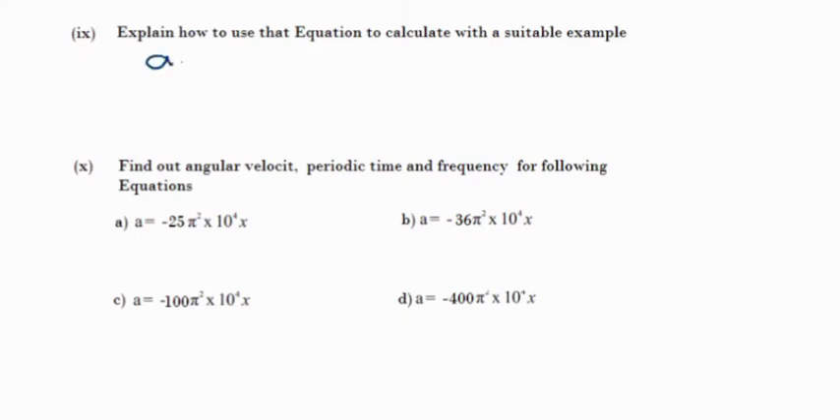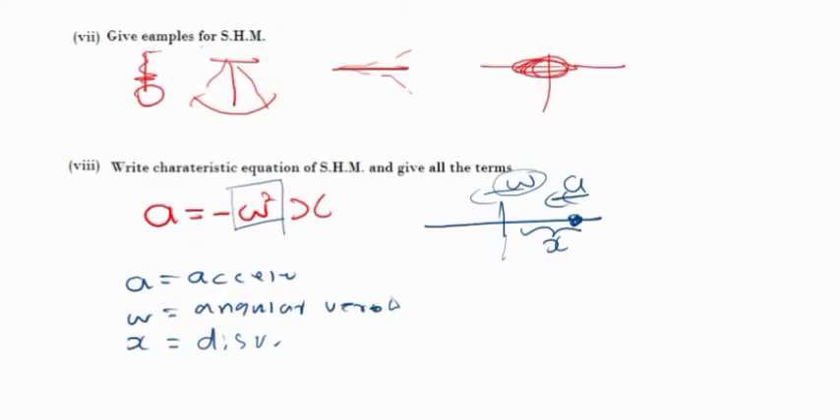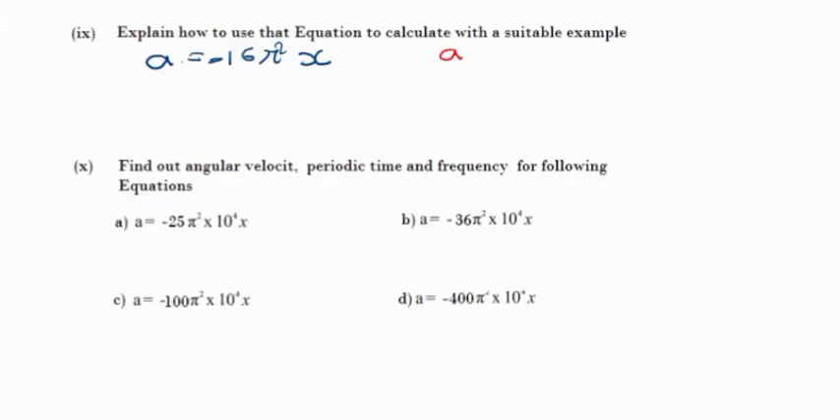A is equals to what? 16 pi squared minus 16 pi squared x. Oh my god, how to solve this now? Now our equation is what? The characteristic equation from the previous one. So now let me explain. A is equals to negative omega squared x. You just need to compare. So have a good look at A is equals to minus omega square x.